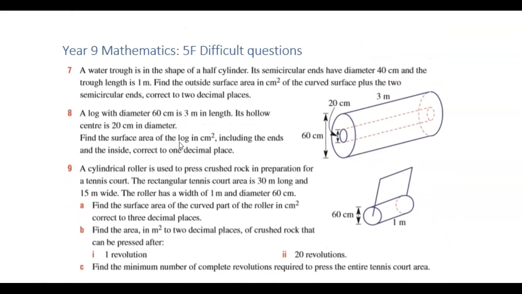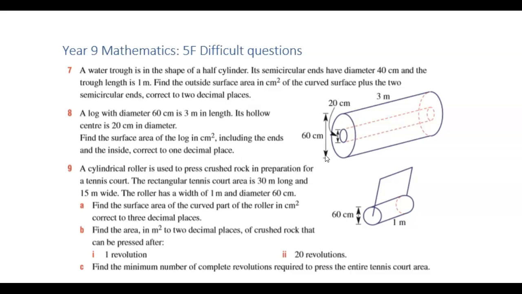So a log with diameter 60 centimeters. Again, it's referring to the diameter. So remember, it's probably a good idea to then just write radius is 30, is 3 meters in length. So again, using different units. We've got centimeters and meters, so there would have to be a conversion there. Its hollow center is 20 centimeters in diameter. So there it is there.